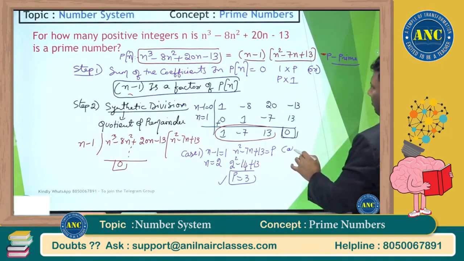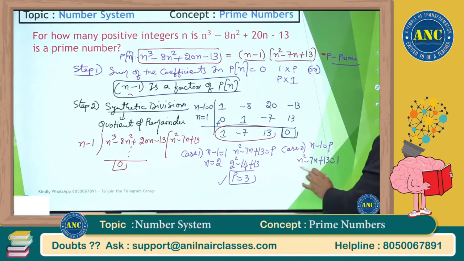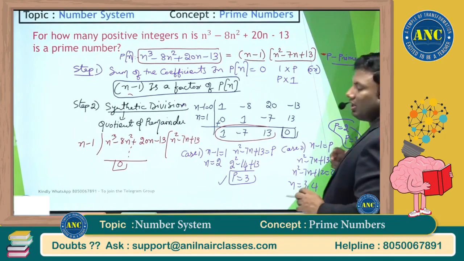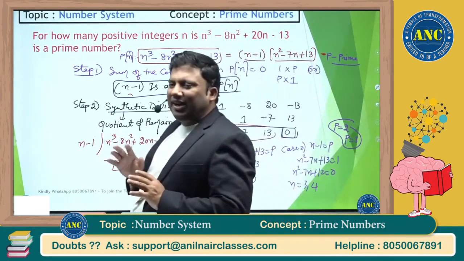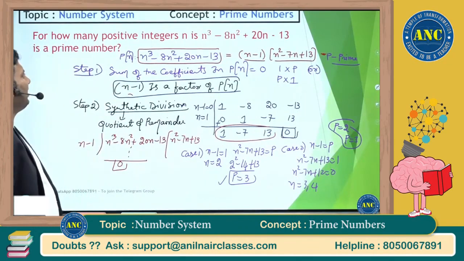What is case number 2? n minus 1 is equivalent to P, and n square minus 7n plus 13 is equivalent to 1. So n square minus 7n plus 12 equivalent to 0. n is 3, 4. 3 minus 1 is 2, a prime number. 4 minus 1 is 3, a prime number. How many values did we get? 3 values we got. A very, very easy question. It just seems like a tough question, but actually it is easy.